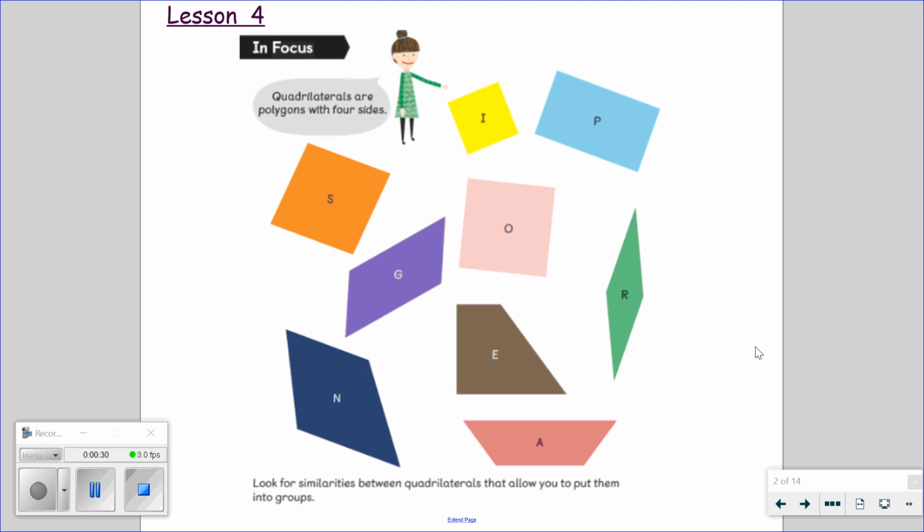We have quite a few different four-sided shapes or quadrilaterals in our In Focus task. It asks us to look for similarities between quadrilaterals that allow you to put them in groups. What can you spot about these quadrilaterals? Are some of them the same, and why? What are the differences? How would you sort them into different groups?